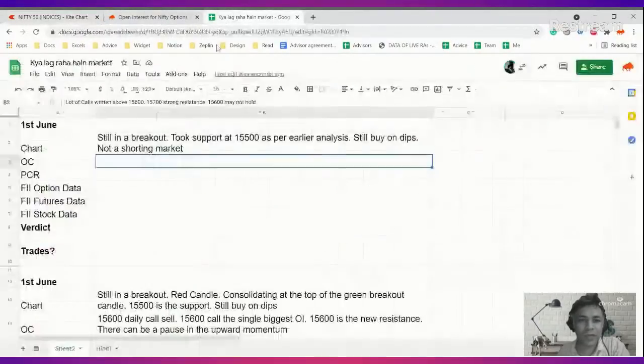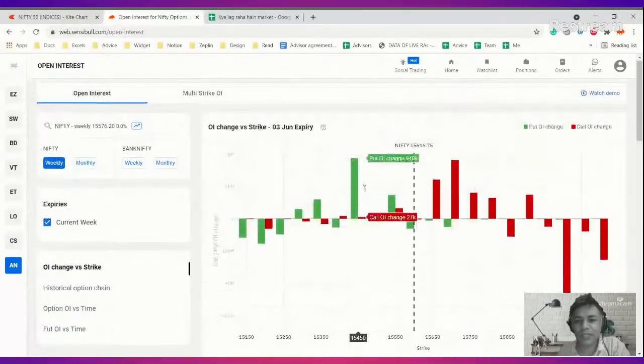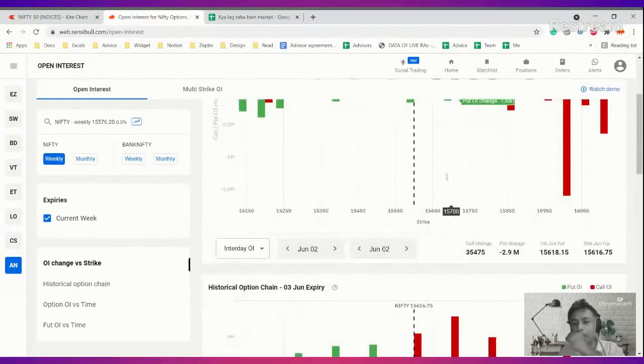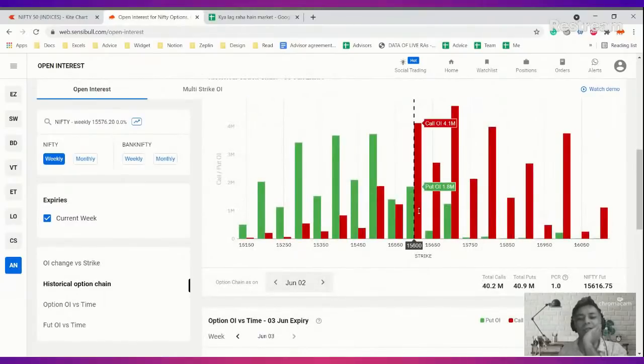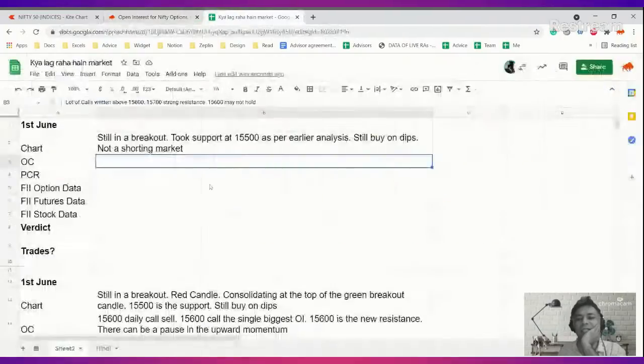So that's one. Now let us quickly look at the option chain. Today you can see there were some puts added at 15,450 and calls added at 15,650 and 15,700. This is what the option chain looks like. 600 is a resistance. 700 is the resistance. Between 600 and 700, I'll call 700 the stronger resistance.